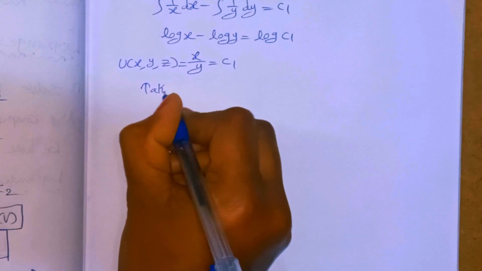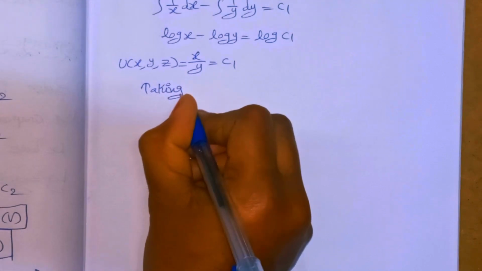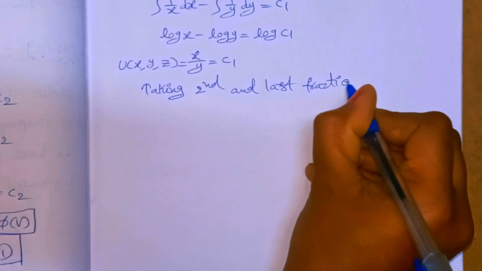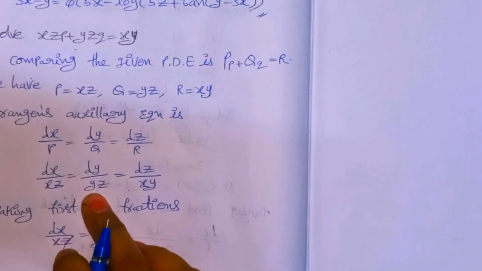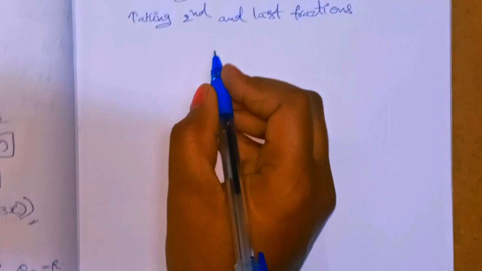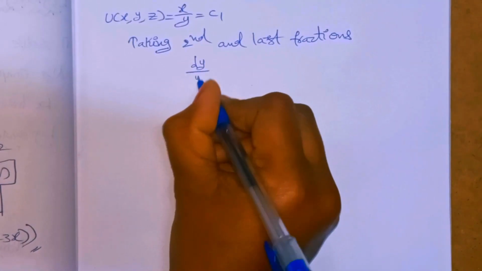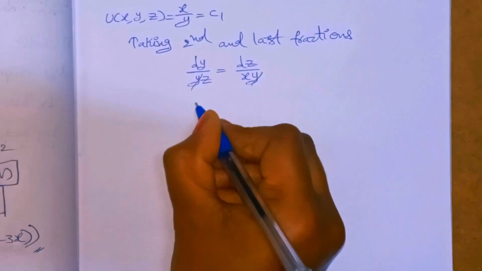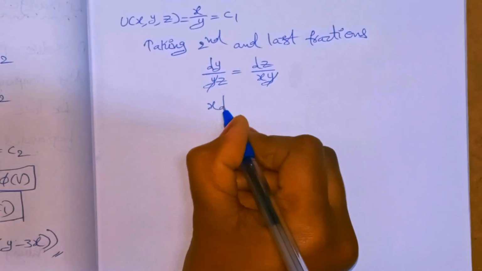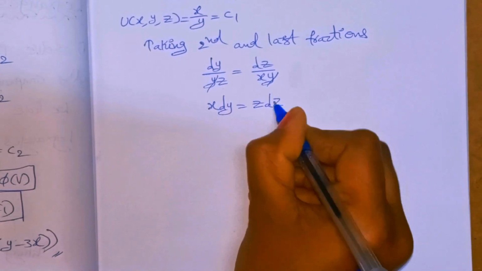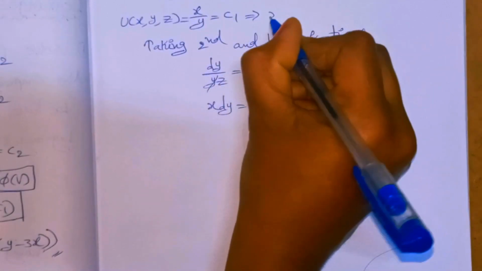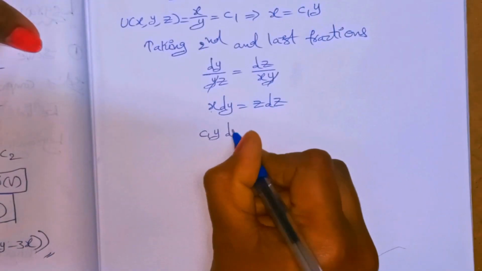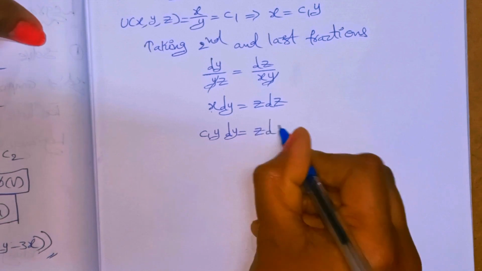Next, taking the last fractions, dy by yz equals dz by xy. The y cancels, so x into dy equals z into dz. Since x equals c1 into y, we get c1 y dy equals z dz.